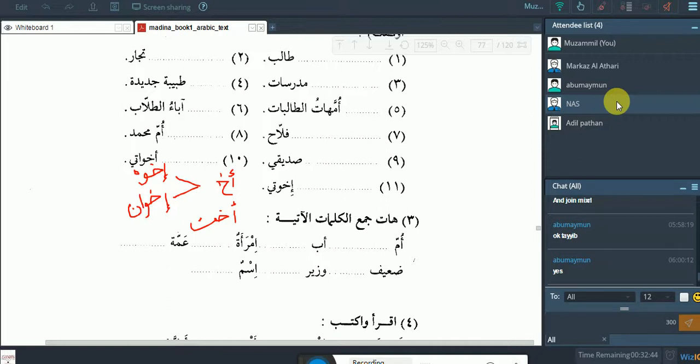So this is not ta marbuta, isn't it? Yeah, so for ukhtun is ta maftuha, and for ikhwatun, actually, the reason you're probably getting confused is because that waw has turned up, but if there was an alif there, and if this was a fatha, then the plural would be clear, it would be for feminine, akhawatun.